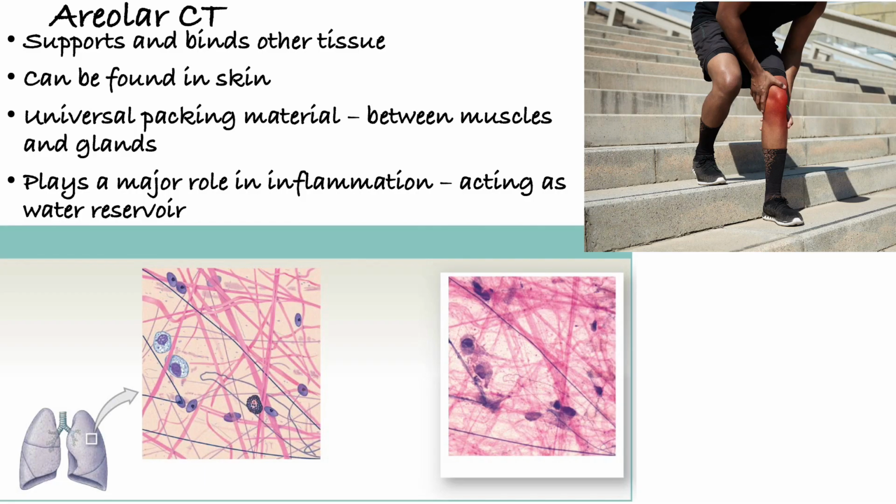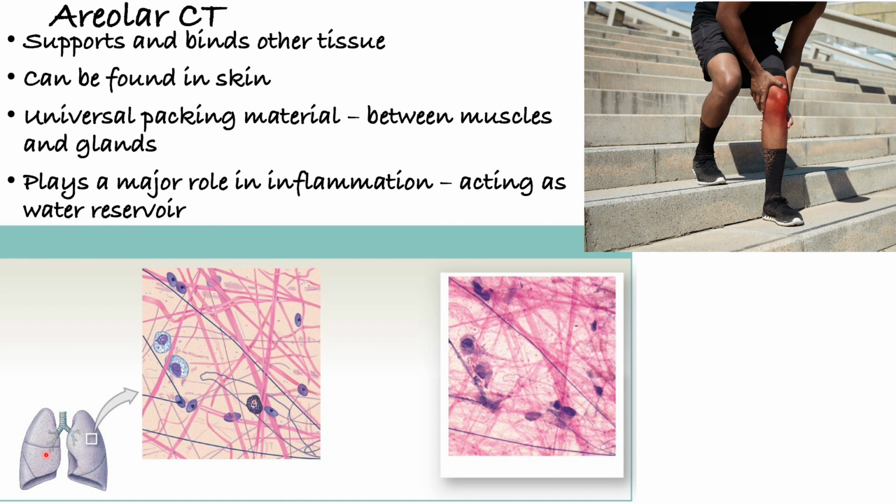Not to mention areolar connective tissue, we tend to see this in the lungs. So what does this tell us? This tells us that your lungs are basically like a sponge. They're going to soak up any water, in cases like pneumonia, for example.